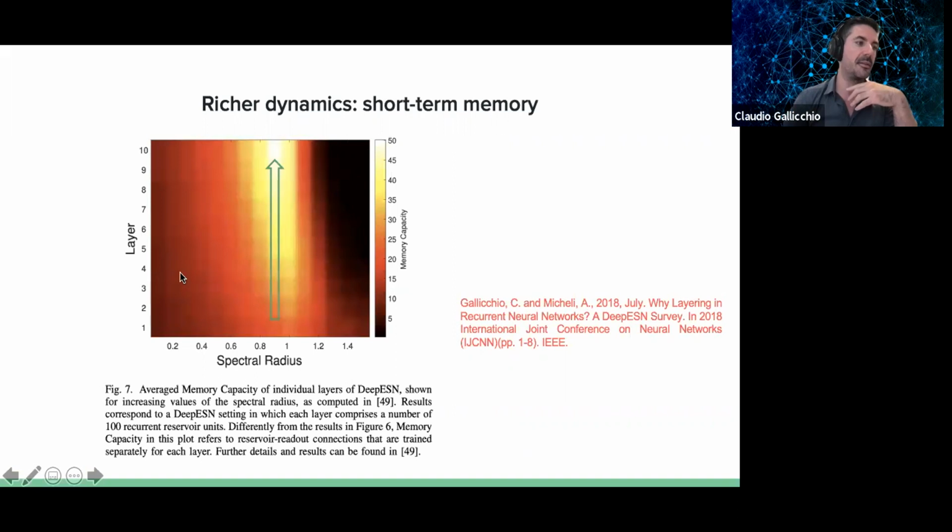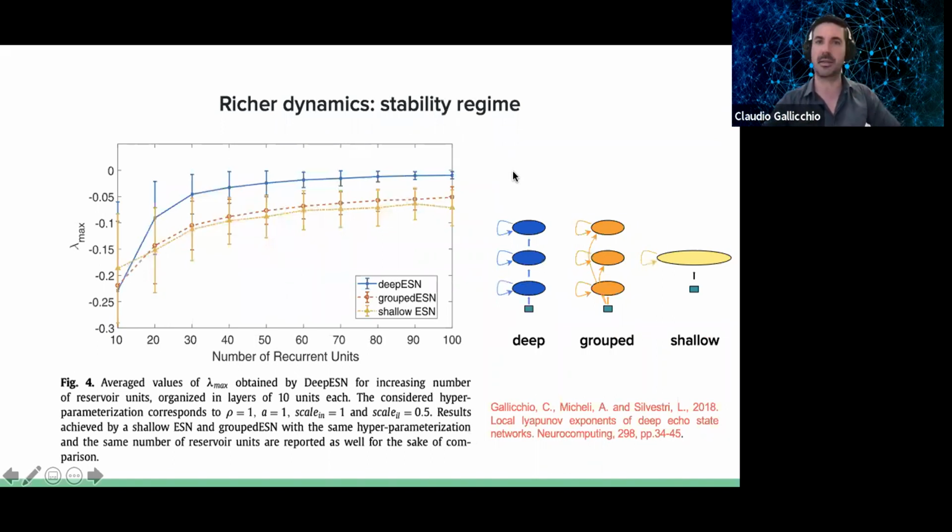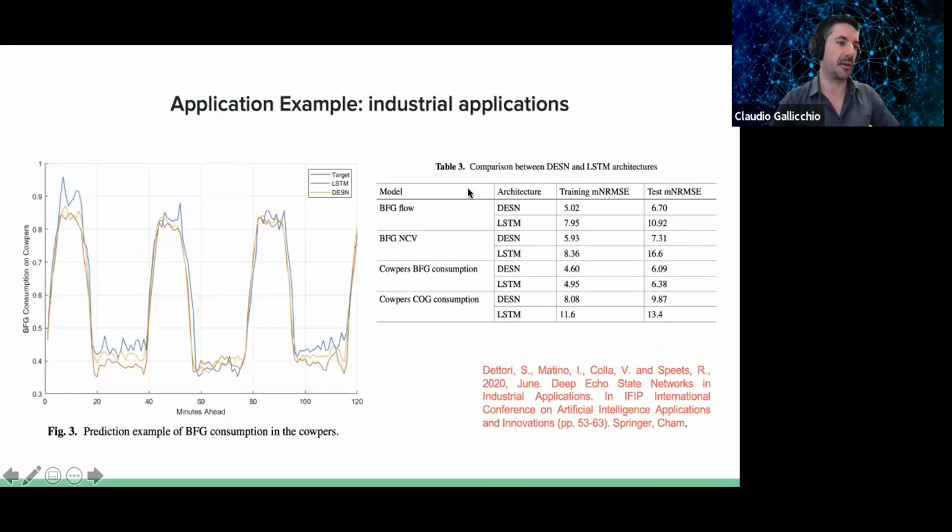So for example, here you can see an index, a number that is higher for, let's say, a better system under that perspective. So the number is a measure of the memory that you have in the system. And here you see the number of layers in which you are organizing the same number of units. Okay, so just stacking into multiple layers gives you the optimized performance. Okay, so in our previous works, we have analyzed this under several perspectives, also from the dynamical system perspective, of course, like I said previously, you can have richer dynamics when you use this kind of organization.